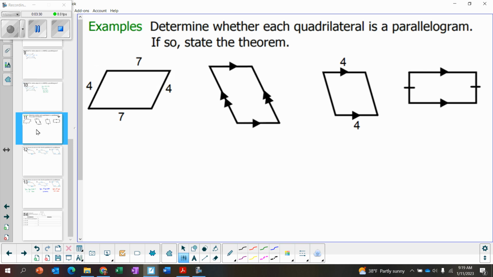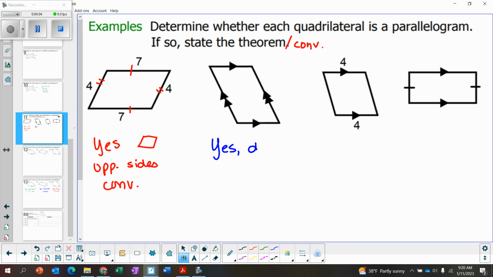Then we get to some problems. Determine whether each quadrilateral is a parallelogram, and if so, state the theorem or converse. In this one, I see that these sides are congruent and these sides are congruent. So this is yes. This is the parallelogram opposite sides converse, because we are talking about the opposite sides being congruent. This one, these sides are parallel and these sides are parallel. So this is actually yes, but instead of being a converse, it's actually the definition of a parallelogram.